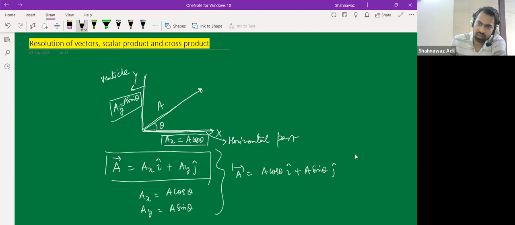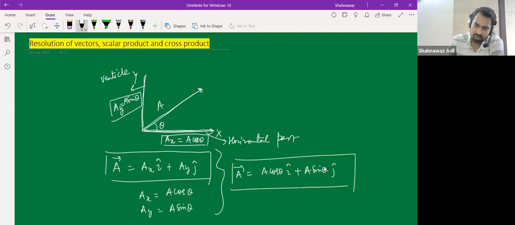You see that in the polar form you have only the magnitude of A and the angle with the horizontal, but in the Cartesian form you have the x component and the y component. So you can write any vector whose magnitude is given and whose angle with the horizontal is given in this way.